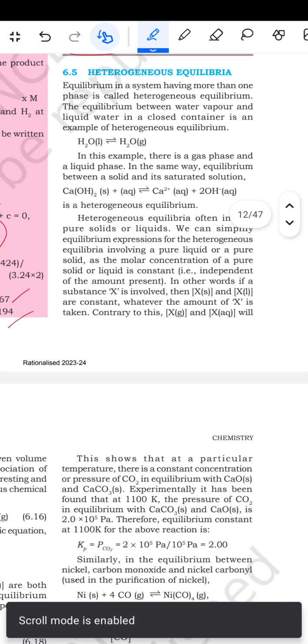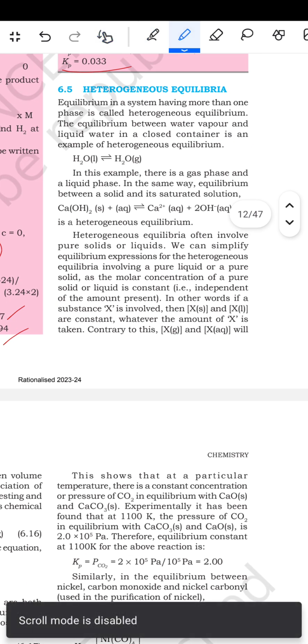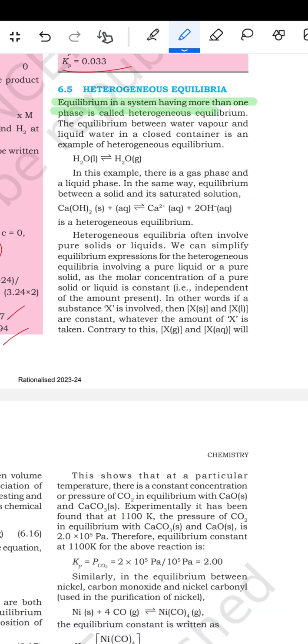अब बात करते हैं हेट्रोजीनियस इक्विलिब्रिया की. तो एनसीईआरटी कहता है कि इक्विलिब्रियम इन अ सिस्टम हैविंग मोर देन वन फेज इज कॉल्ड एज द हेट्रोजीनियस इक्विलिब्रियम. द इक्विलिब्रियम बिटवीन द वाटर वेपर एंड द लिक्विड वाटर इन ए क्लोज्ड कंटेनर इज एन एग्जांपल ऑफ द हेट्रोजीनियस इक्विलिब्रियम. H2O liquid, H2O gas जा रहे हैं. In this example, there is a gas phase and a liquid phase. In the same way, equilibrium between a solid and its saturated solution, Ca(OH)2 ठीक है, तो Ca2 plus 2OH minus, is a heterogeneous equilibrium.